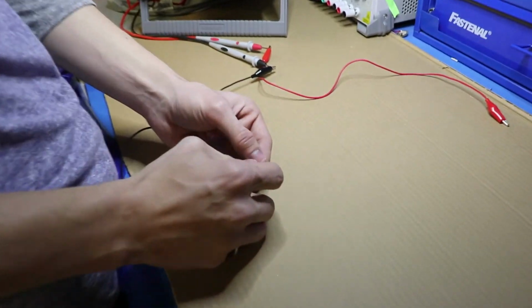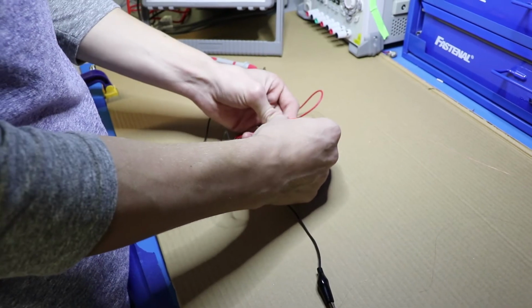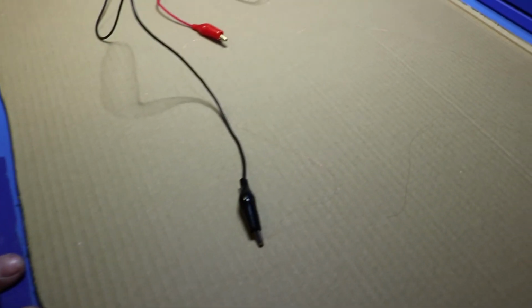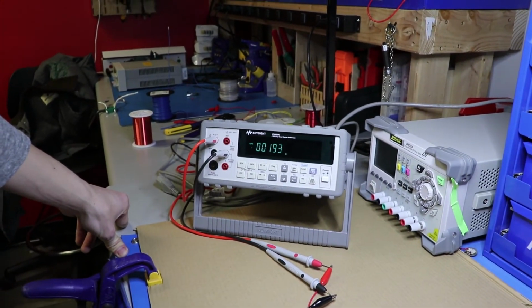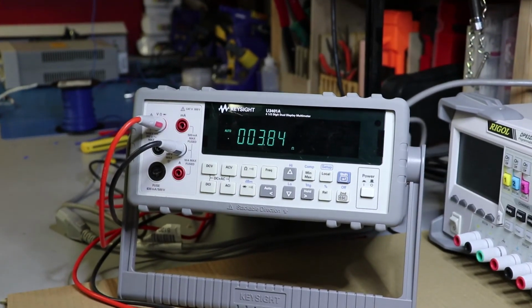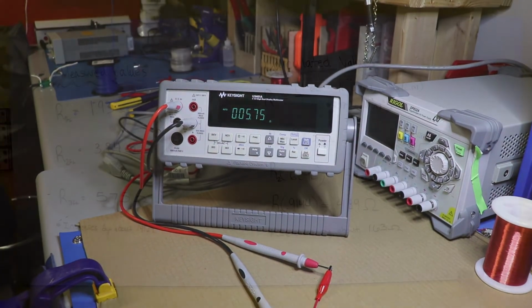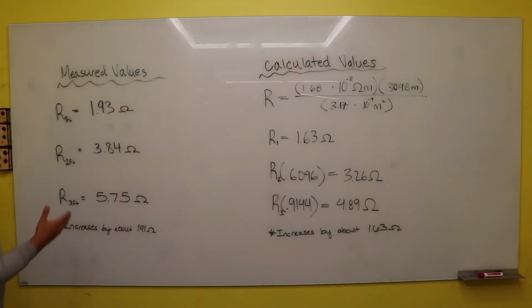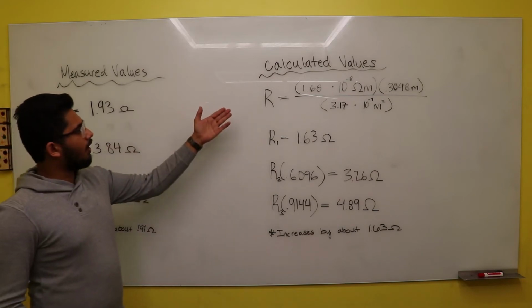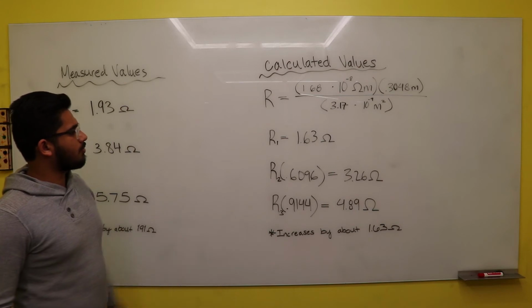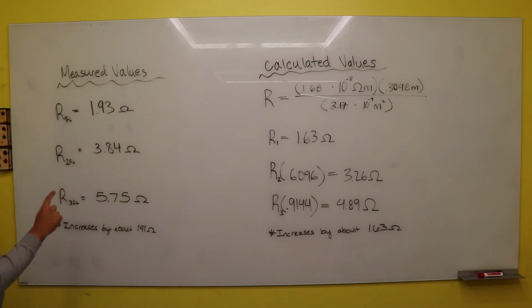Then we connected the ends of the alligator clips to the ends of the 1 foot section of wire to measure its resistance, which we found to be about 1.93 ohms. Then we did the same for the 2 foot section of wire, which we found to be about 3.84 ohms. And for the 3 foot long section of wire, we found it to have a resistance of about 5.75 ohms. So these are the measured values that we got when we conducted the experiment. And these are the values we got when we calculated before we conducted the experiment. As you can see, the values are slightly different, and we attributed that to the resistance in the alligator clips and also resistance and internal error within the multimeter.